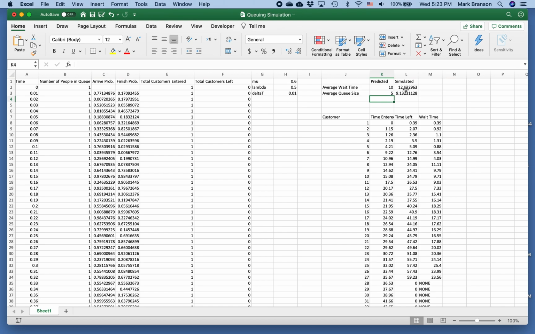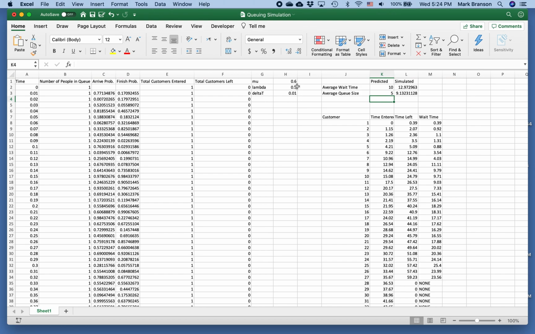So you can see my simulated average wait time is pretty close. My average queue size is pretty different. That's really just because I'm only doing this for an hour and only going through 27 customers. So if you did this for much longer, hours and hours, you would see that it's much closer to 10 and 5. It averages out. But even though this is 6,000 data points, it's actually not that many as far as a simulation like this is concerned for it to average out properly.